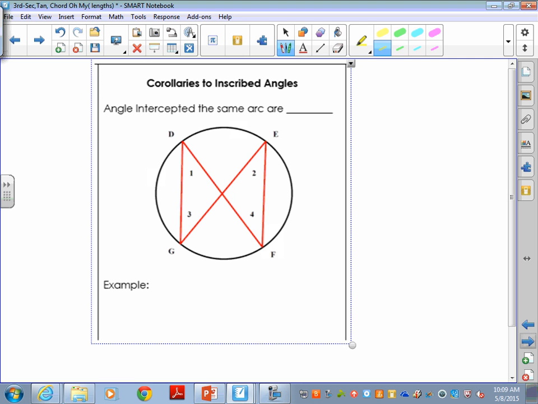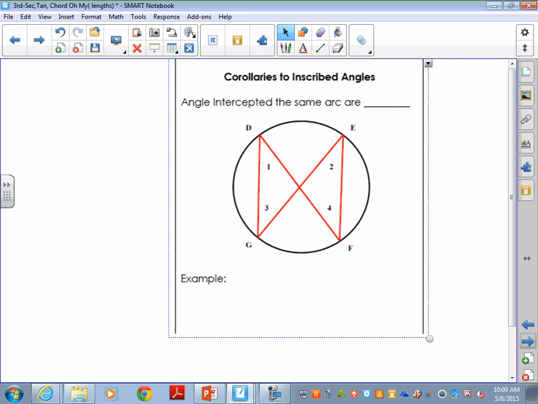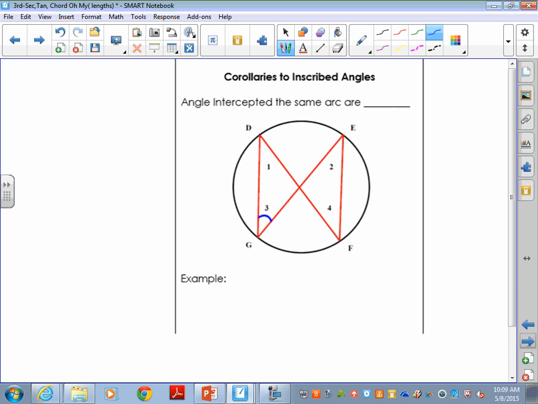The first relationship we're going to look at, the corollary to that relationship, is whenever you have more than one inscribed angle with the same intercepted arc. So I'm going to start with angle 3. Here's angle 3, like such. What is the intercepted arc with angle 3? Yeah, DE. Okay, so the intercepted arc is DE.